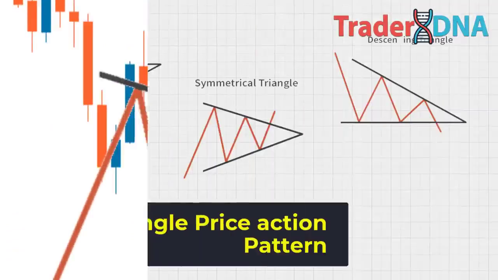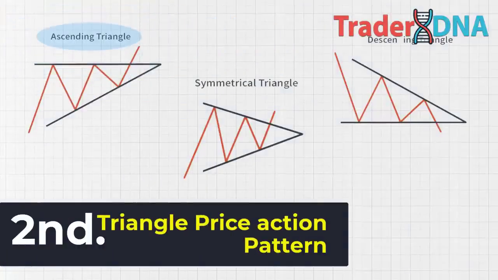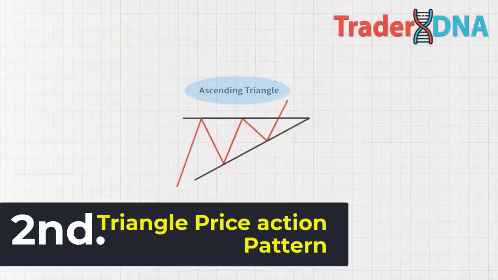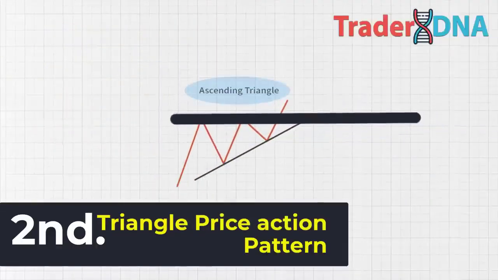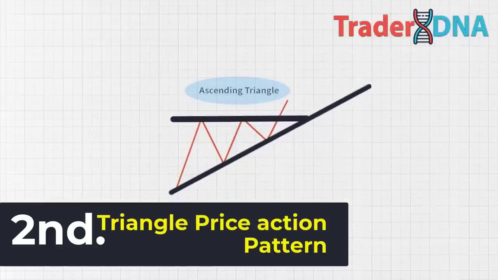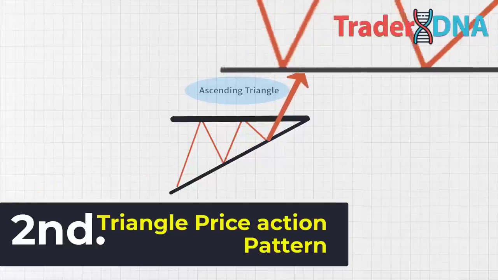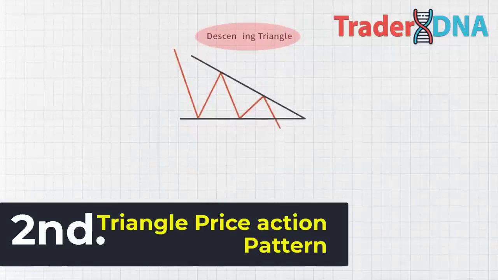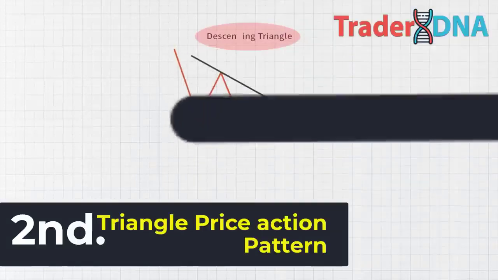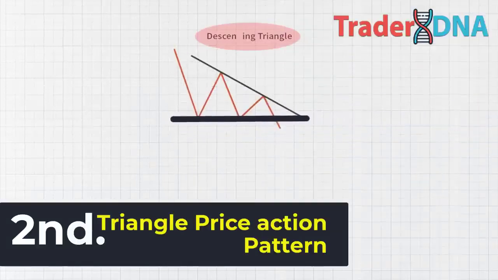There are 3 main types of triangle patterns: ascending, descending, and symmetrical. Ascending triangle. This pattern forms when the upper trend line is flat, while the lower trend line is ascending. It suggests that buying pressure is gradually increasing, and a breakout to the upside is more likely. Descending triangle. In contrast to the ascending triangle, the descending triangle has a flat lower trend line and a descending upper trend line. It indicates that selling pressure is gradually increasing, and a breakdown to the downside is more probable.